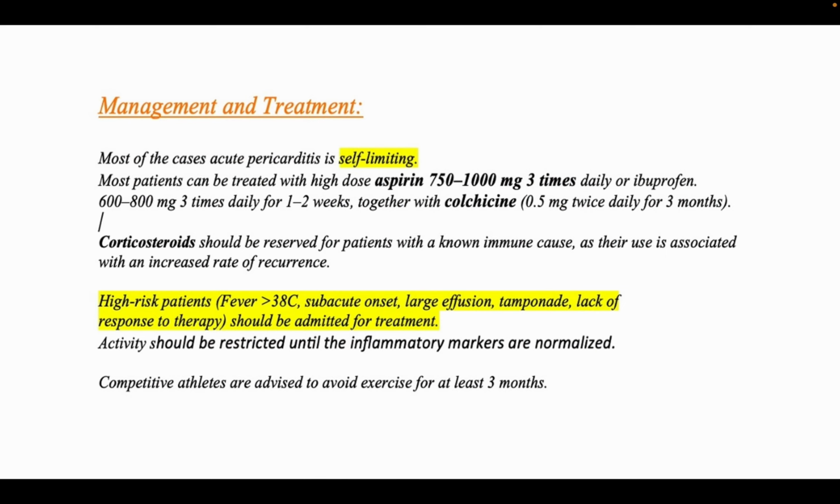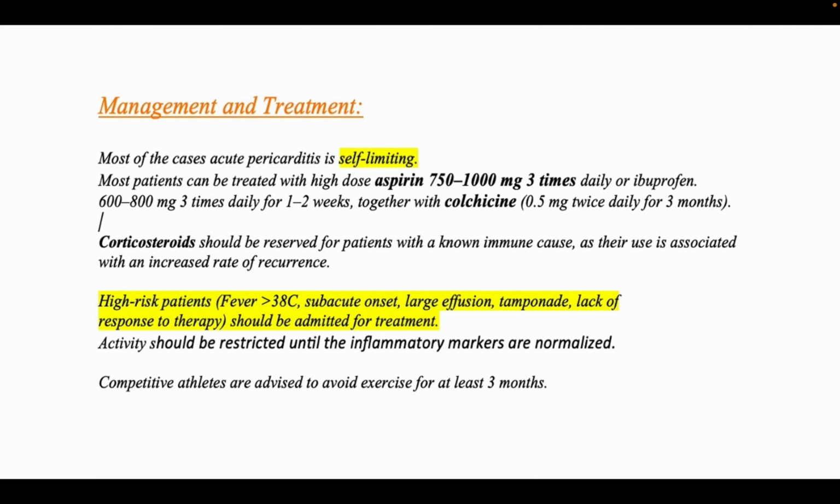So what is the management and treatment of pericarditis or cardiac tamponade? Acute pericarditis is usually self-limiting, and we can prescribe NSAIDs or high-dose aspirin. If the patient's condition is not improving, we can add colchicine. Corticosteroids should be reserved for patients who are immunocompromised and can be prescribed if there is an immune cause, and should be prescribed by an expert.